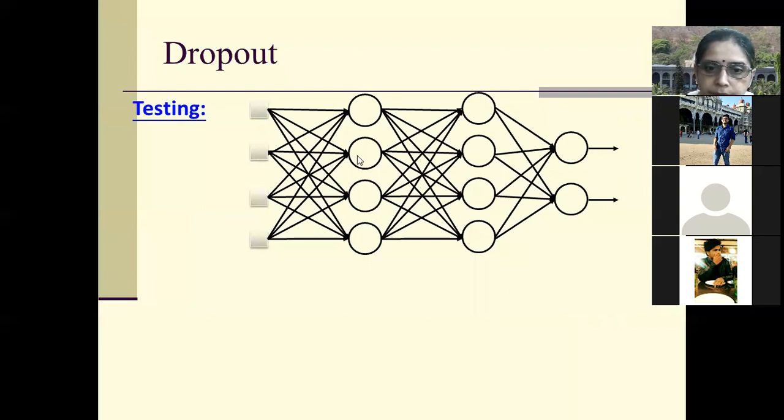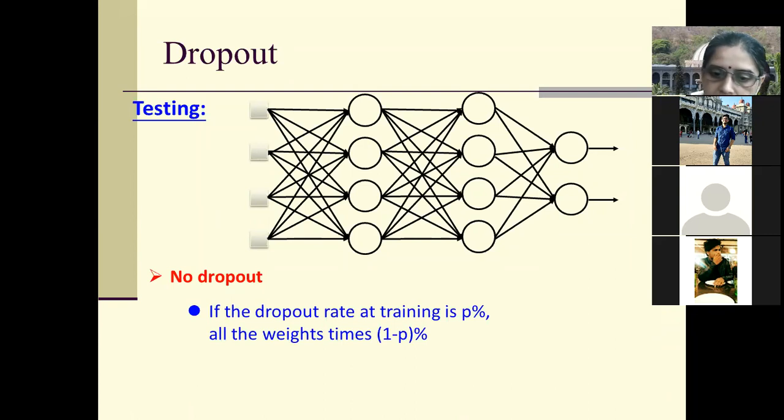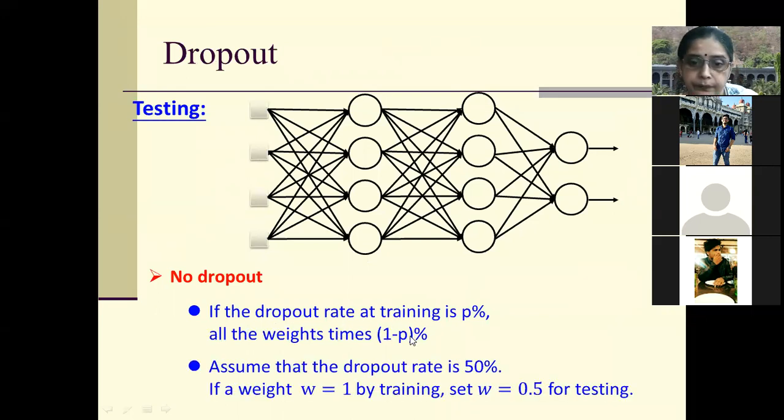So during testing, we use the complete network as shown here. There is no dropout during testing, but if the dropout rate at training is p%, all the weights are scaled by 1 minus p. Assume that the dropout rate is 50%. Then all the weights, which participated only 50% of the times, are scaled by 0.5.